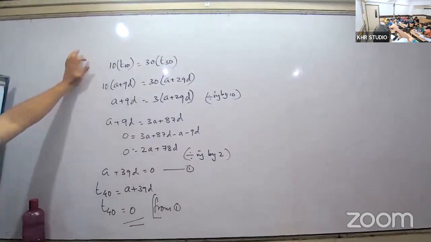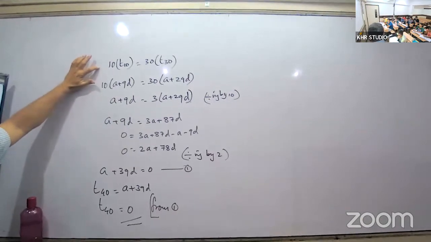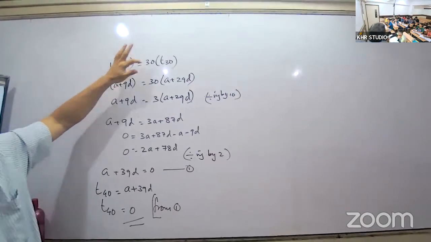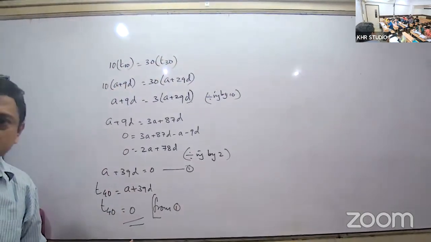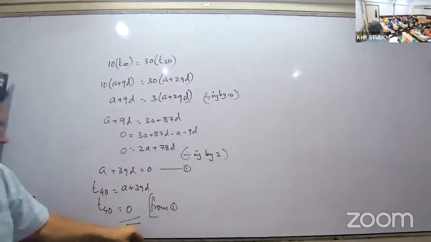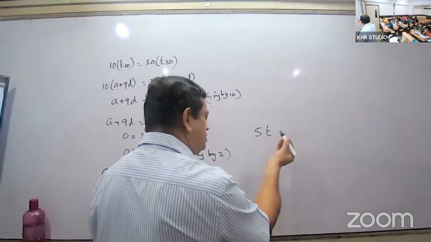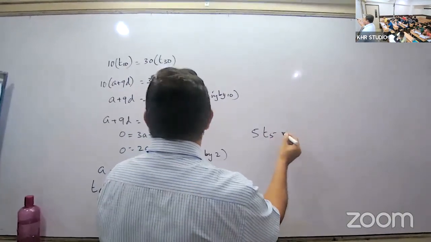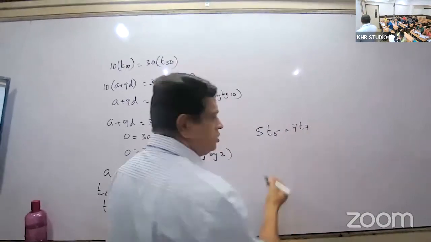Now look, all of you. 10 times the 10th term is equal to 30 times the 30th term. What term becomes 0? The 40th, which is 10 plus 30. It's the same way: if I take 5 times the 5th term equal to 7 times the 7th term, then what will be equal to 0?